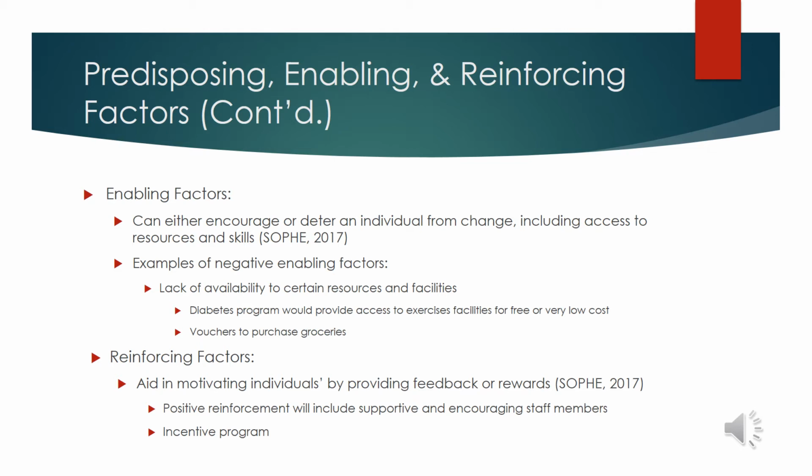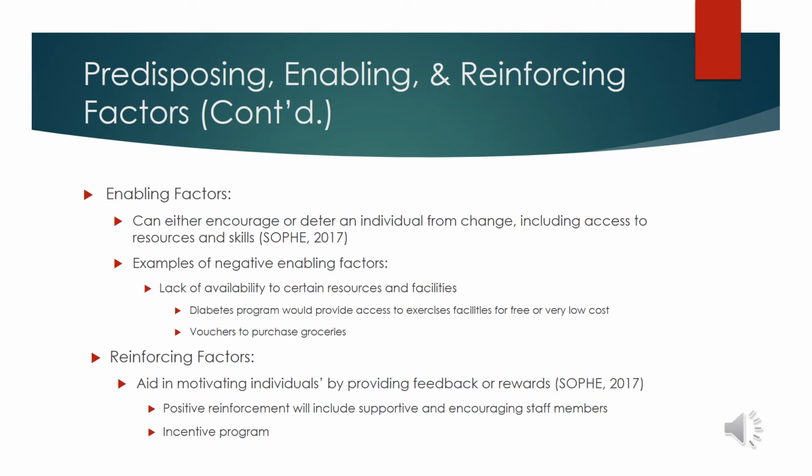Enabling factors are those that can either encourage or deter an individual from change, including access to resources and skills. Examples of enabling factors that may discourage one from changing their habits towards diabetes are the lack of availability to certain resources and facilities, such as exercise equipment or programs, healthy food, and education programs. To address these problems, the Diabetes Intervention Program would provide access to exercise facilities for free or very low cost to those that participate in the program. Vouchers would also be given to purchase better food options through fundraising and donations from the community.